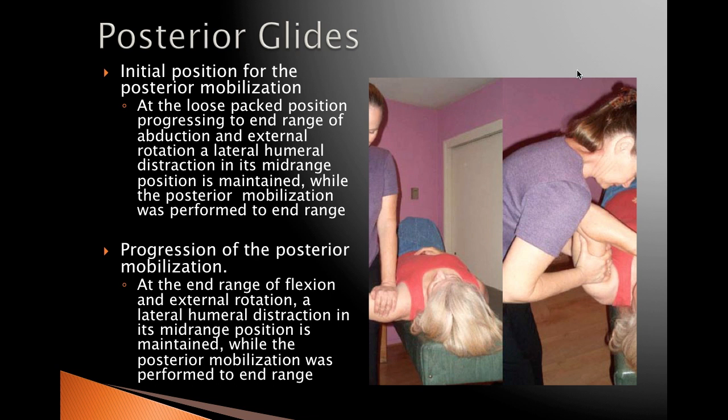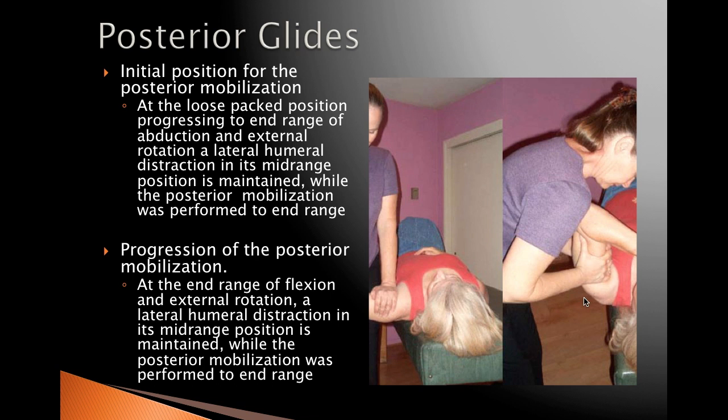Posterior glides, we know how to do that. Okay, we can do them starting in the loose pack position. Do our posterior mobilization, and then we can progress at the end range of flexion. She's kind of pushing down like this. Okay, we can also do a lateral humeral distraction while we do our posterior mobilization. So she's pushing down and she's laterally distracting.